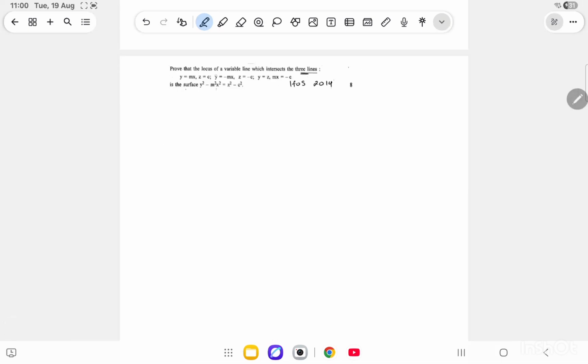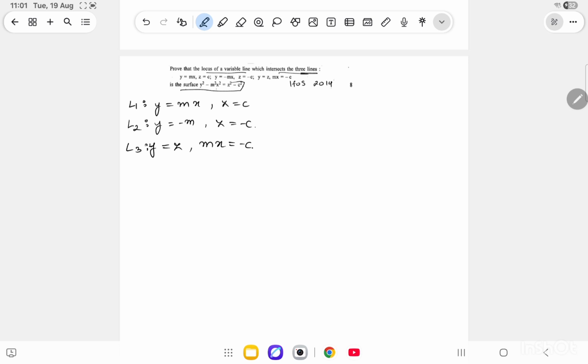So the next question says to prove that the locus of a variable line which intersects these three lines is this given surface. So my line L1 is y equals to mx, comma z equals to c. My line L2 is y equals to minus mx and z equals to minus c. And my line L3 is y equals to z and mx equals to minus c.